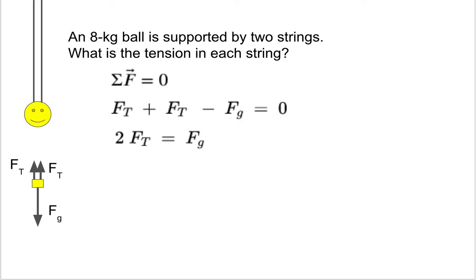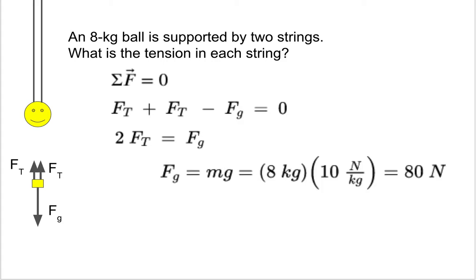So we would need to know that gravitational force. We might go off to the side and calculate what that would be, 80 newtons, and then recognize that our tension force would be half of that number. So each string pulls with 40 newtons, so that the total balances the 80 newtons of gravitational force pulling down.